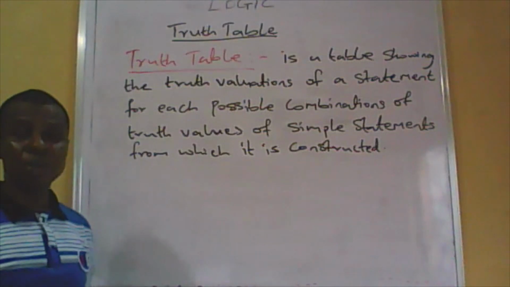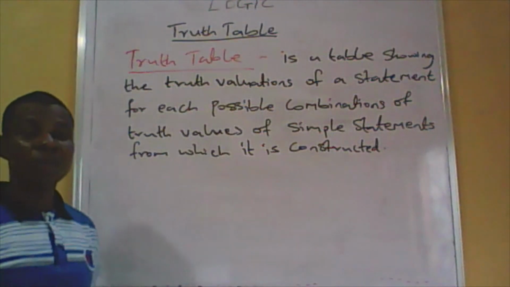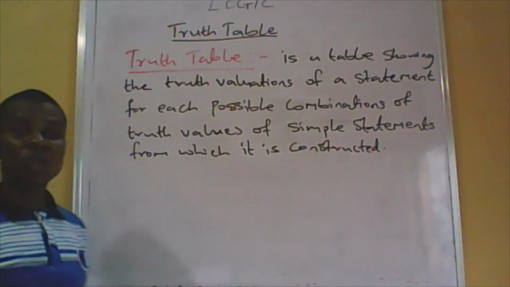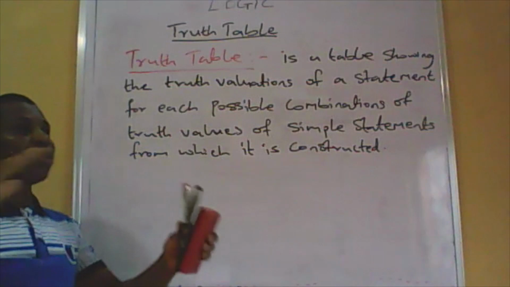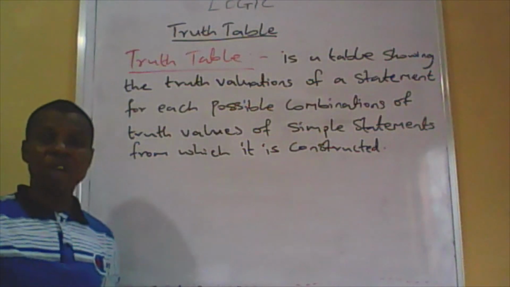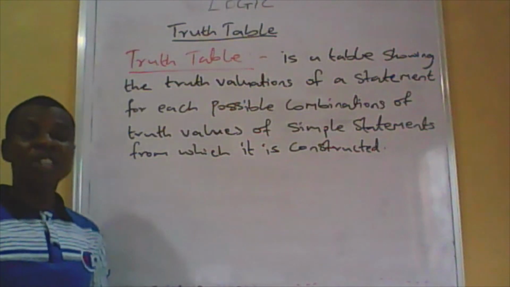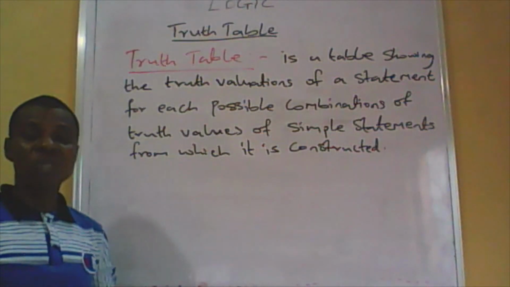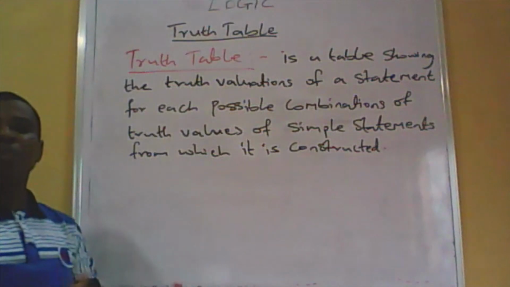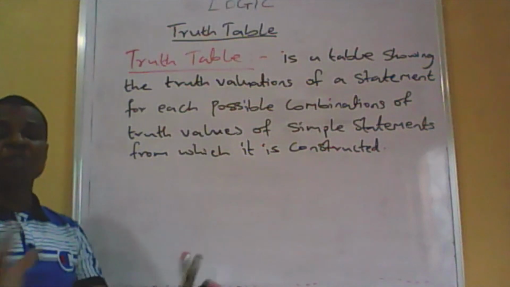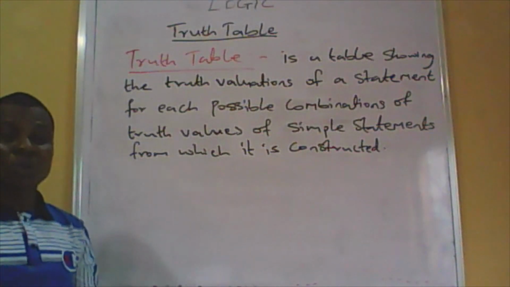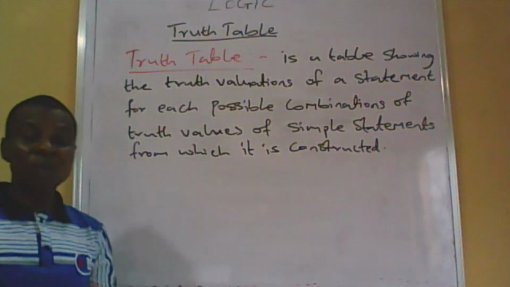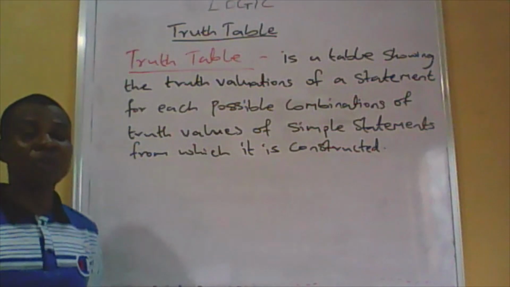It's a table showing the truth valuations of a statement for each possible combination of truth values of simple statements from which it is constructed. That means it's a table which shows the valuations of a statement, how a statement is being valuated to truth or falsity for the combination of simple statements. That means the truth values of simple statements are being valuated with a certain rule to give a valuation of that statement in different combinations. We show the truth valuation of that statement. That's what we mean by truth table.